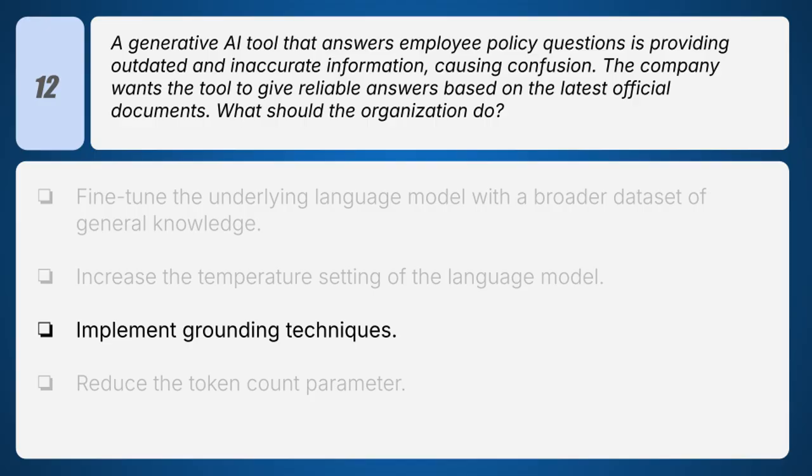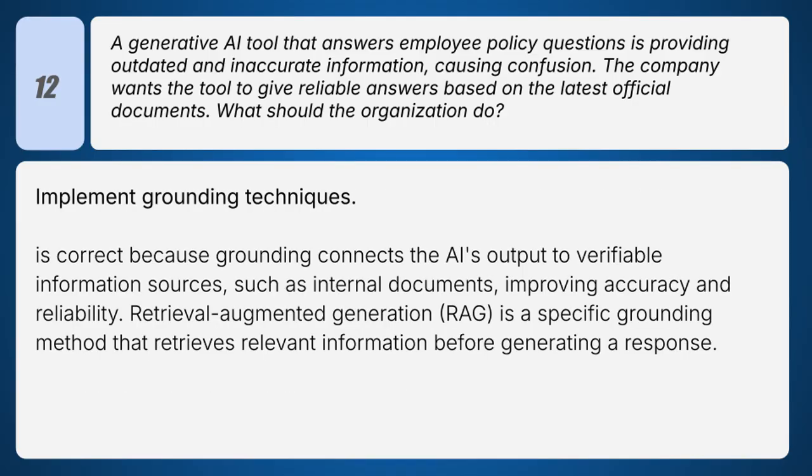Implement grounding techniques is correct because grounding connects the AI's output to verifiable information sources, such as internal documents, improving accuracy and reliability. Retrieval augmented generation, RAG, is a specific grounding method that retrieves relevant information before generating a response.